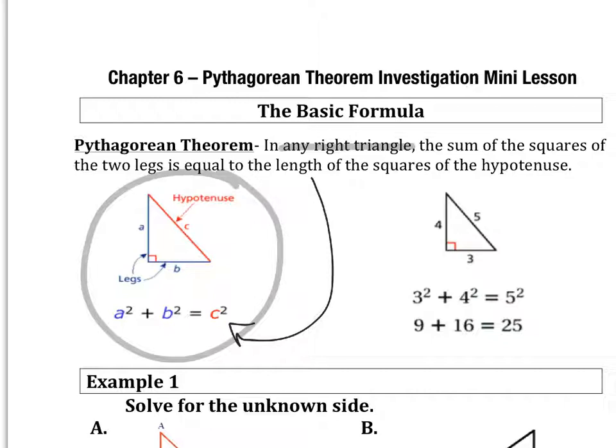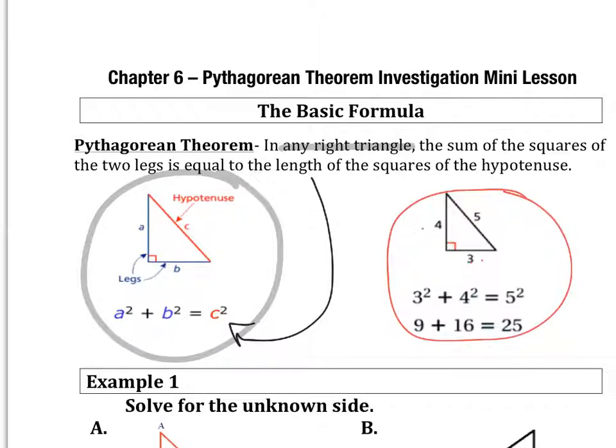So an example of this that you can see off to the side here, if we have this triangle here, it has two legs that measure 4 and 3. If I were to square the two leg sides, so 3 squared and 4 squared, I would get 9 and 16, and that would equal the square of the hypotenuse, which is 5 squared or 25. And we can, of course, verify that 9 plus 16 does equal 25.